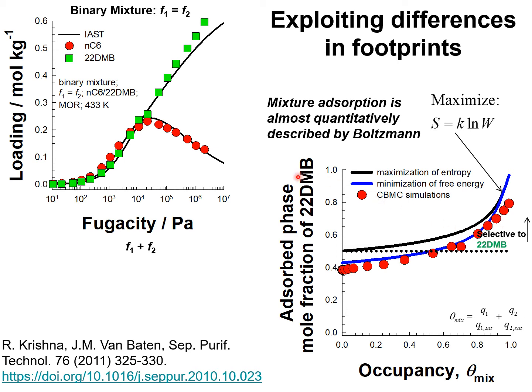The message to be drawn from this example is that the mixture adsorption equilibrium for hexane isomers in mordenite is almost entirely driven by entropy effects that are engendered by differences in molecular footprints.